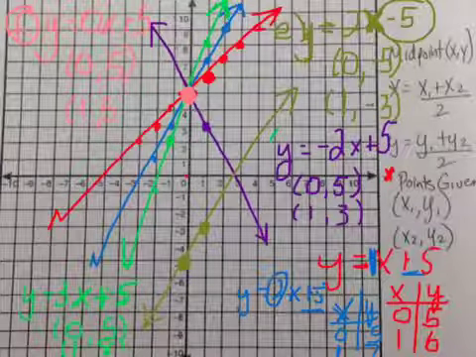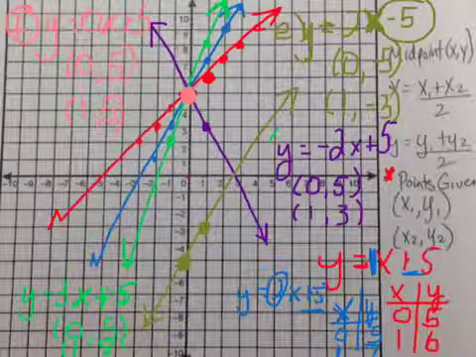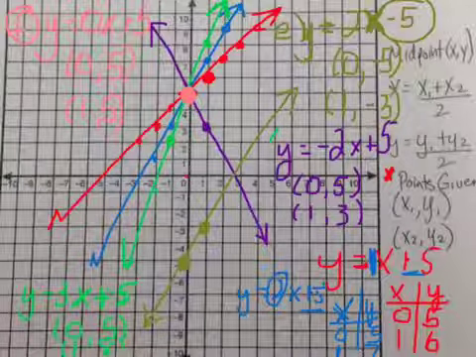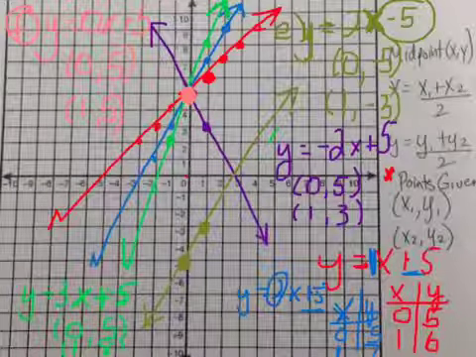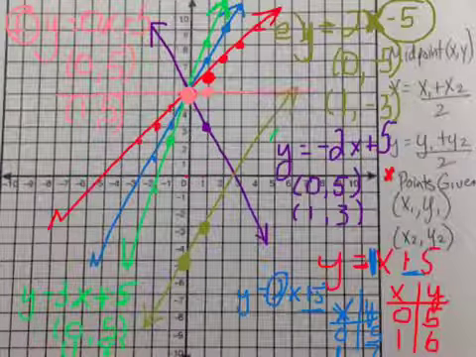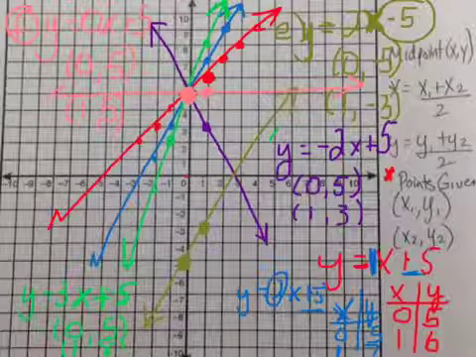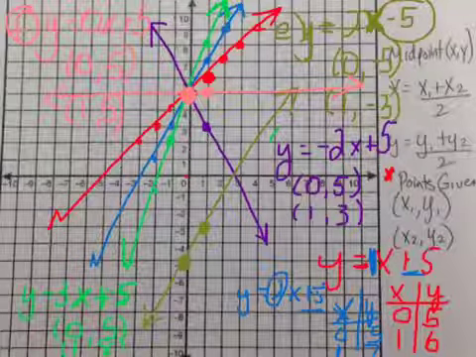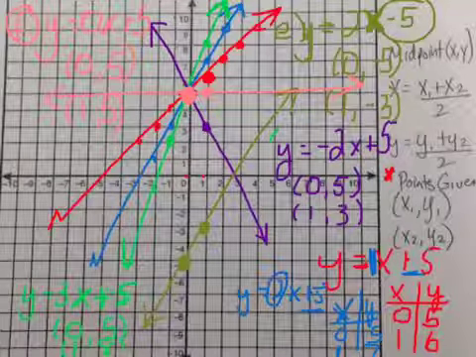If you're using your table of values, you don't have to worry about this. We're just doing it by hand since we can. So that's the point 1, 5. Look at this when we join them. What do we get? A horizontal line. What was our slope there? It was 0 because it's the number in front of the x.